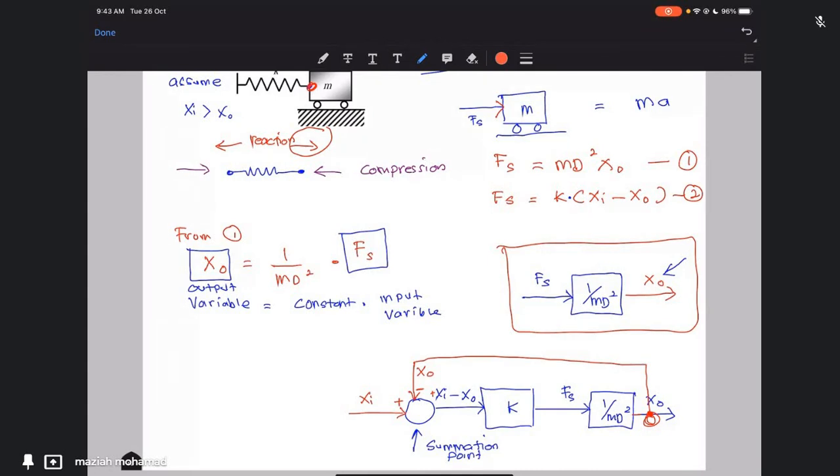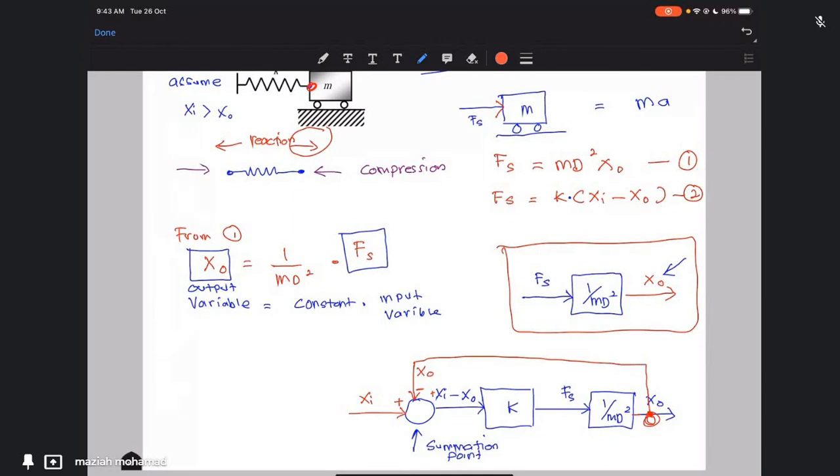Okay, for the last term here, where the input arrow for the K block is xi minus x naught. Okay, so when we see xi minus x naught, there is no other equation, so we just need to see the operation. Since the operation is a minus operation, we draw a summation point there. From the equation we know there will be two input arrows. The first one is xi, the second one is x naught.